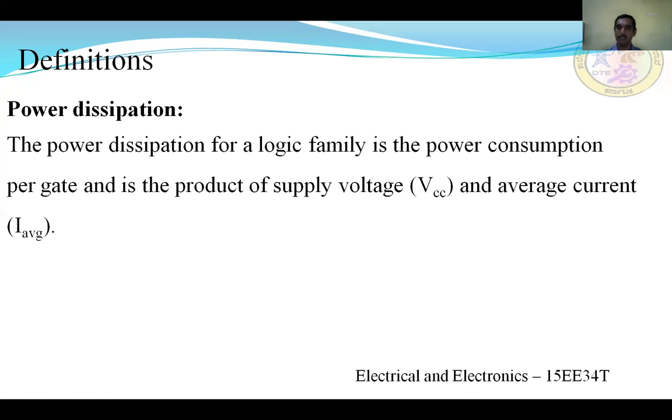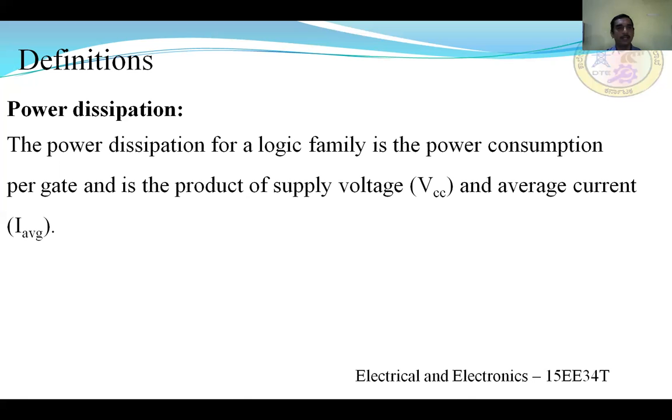Why have we taken the average current for this? That will be explained in the next slide, where we will see why the average current is taken for the calculation of power dissipation. Again, I'm repeating: the power dissipation for a logic family is the power consumption per gate, and it is the product of supply voltage and average current. If you multiply these two, you get the power consumption, which is your power dissipation.